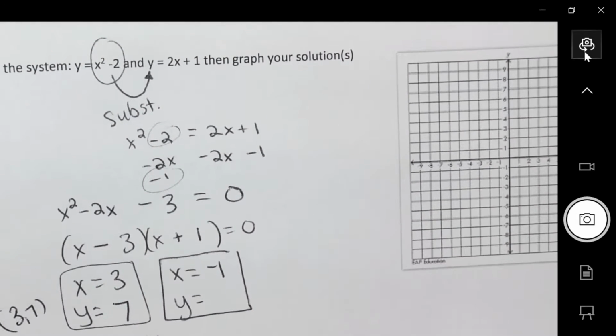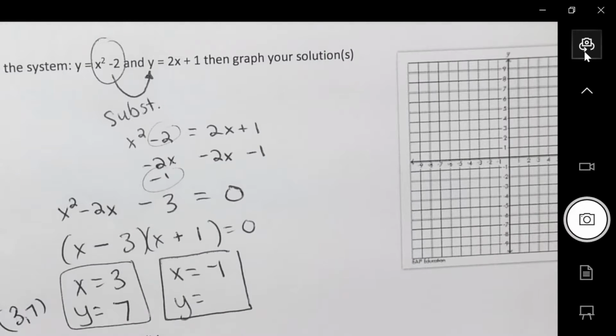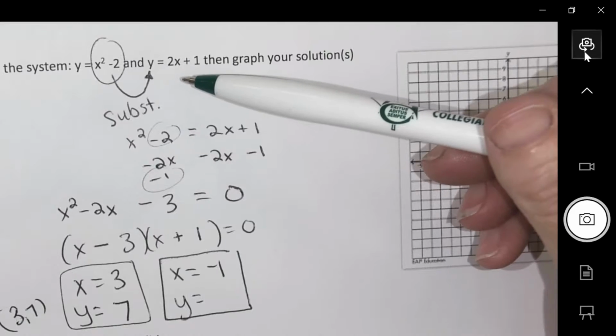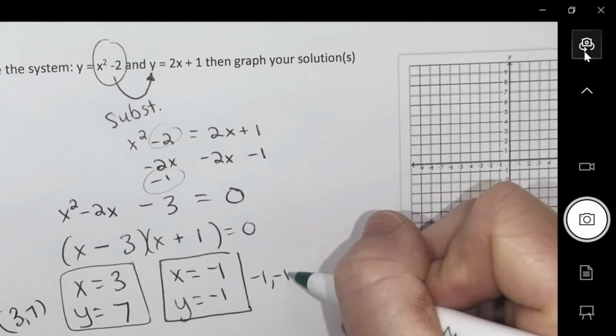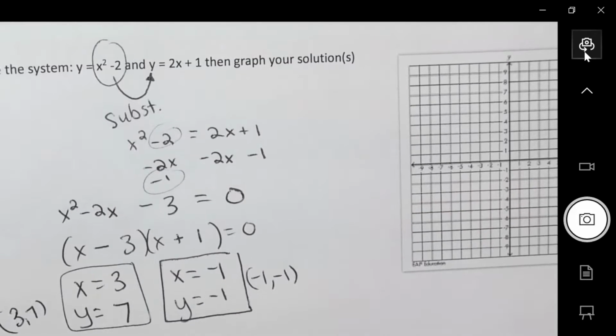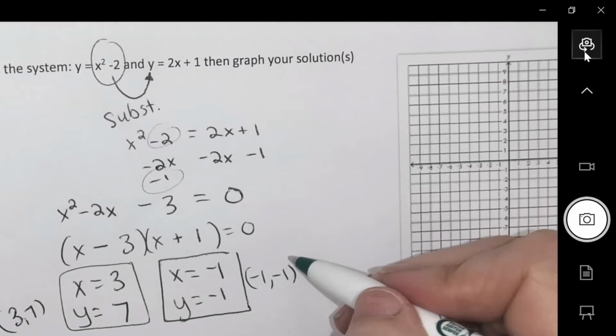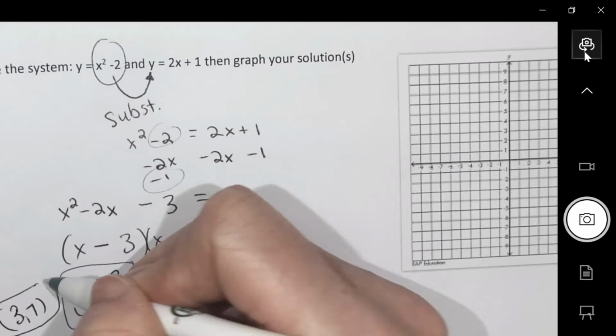And the other solution, if x was negative 1, what do you get? Negative 1. Okay, so here's your two solutions.